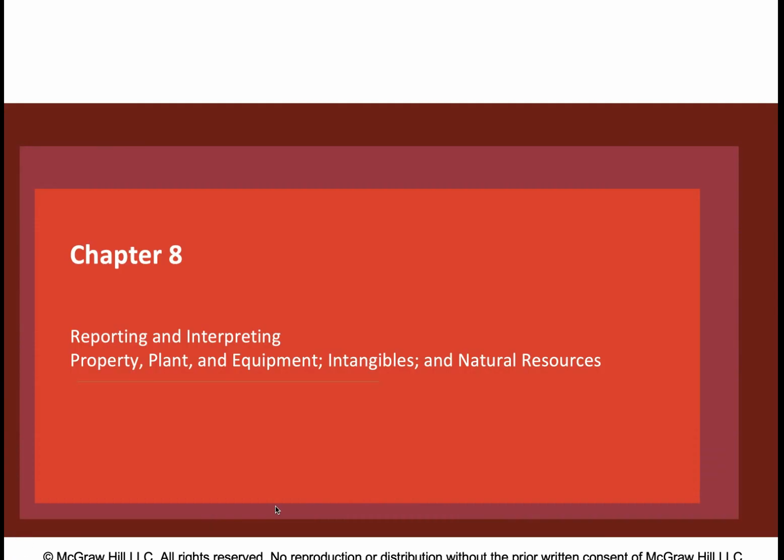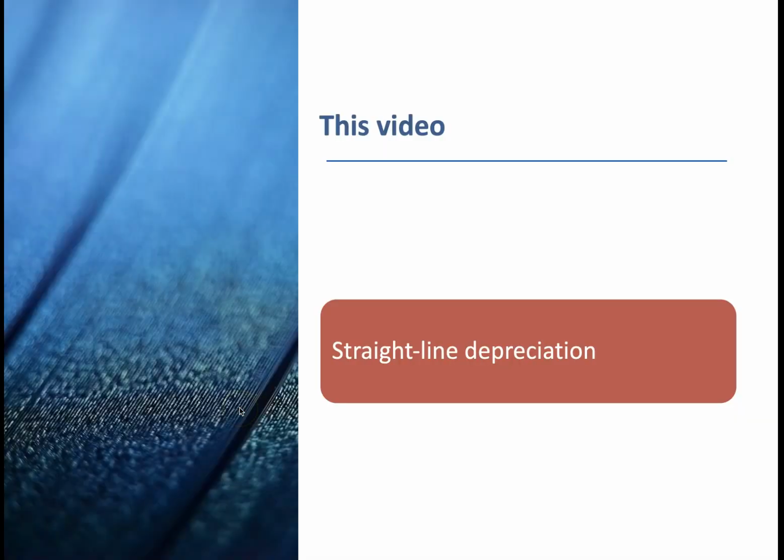In this video, we are going to continue discussing reporting of the property, plant, and equipment, which is also called PP&E, and other fixed assets. The purpose of this video is to discuss depreciation and the depreciation method called straight-line depreciation.